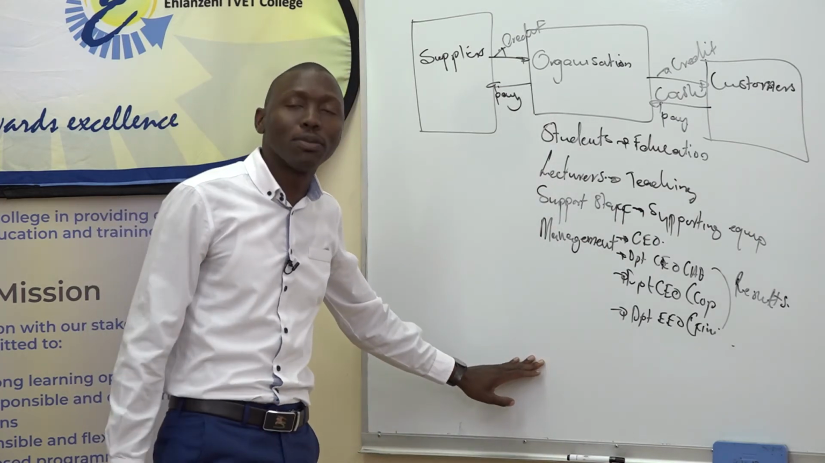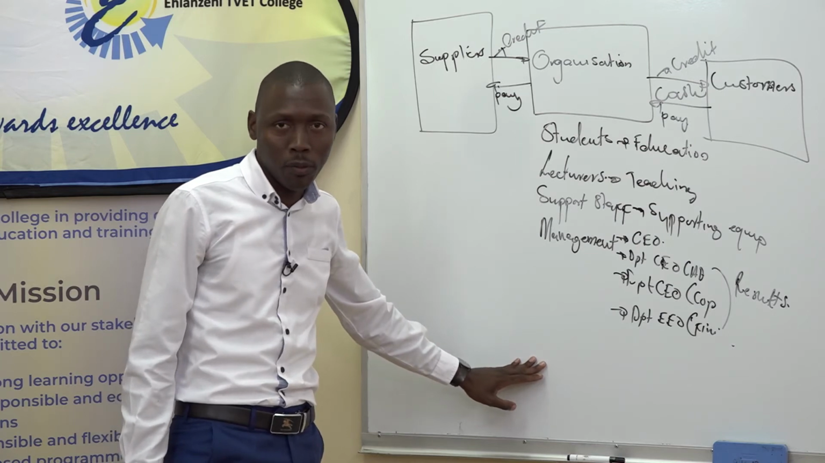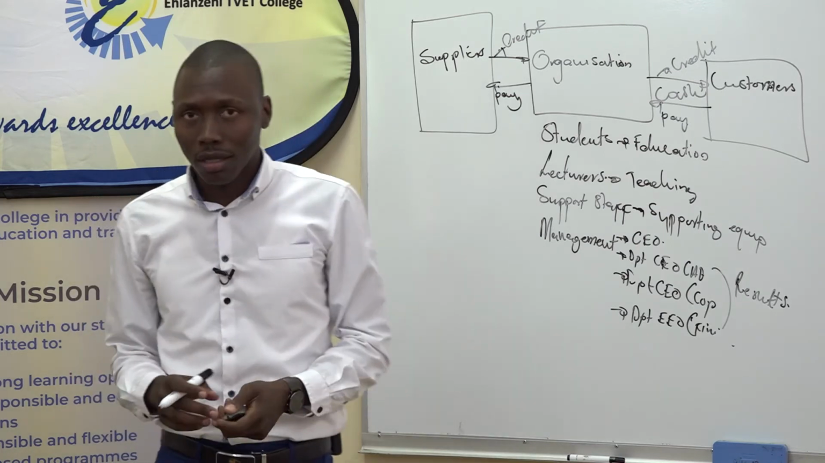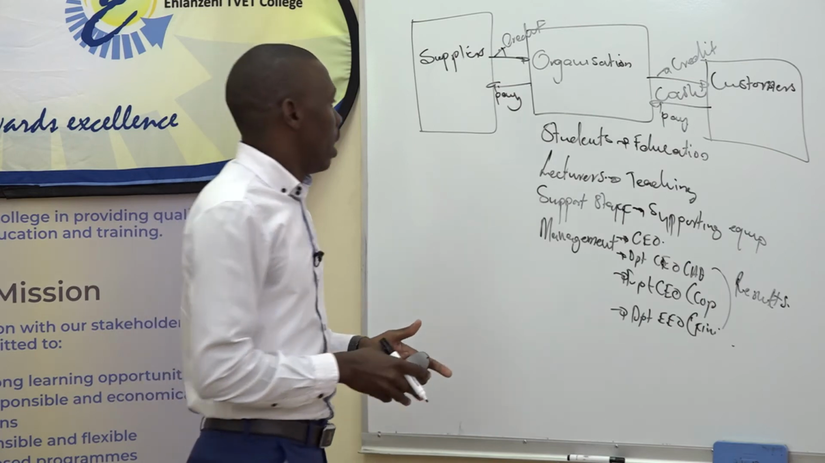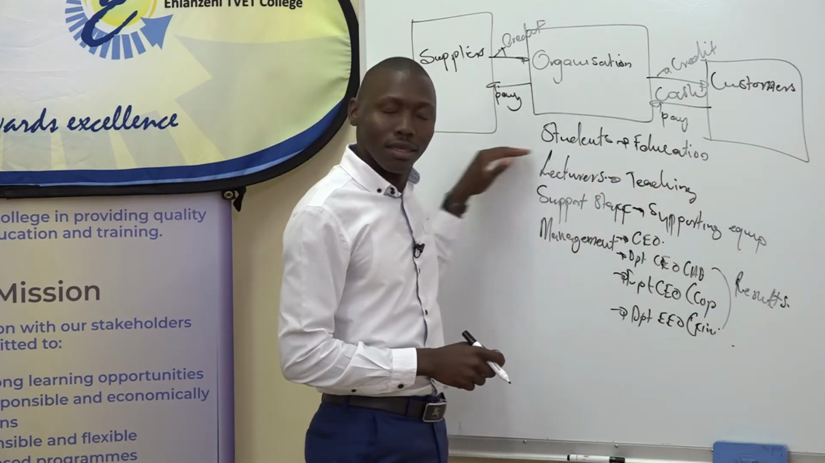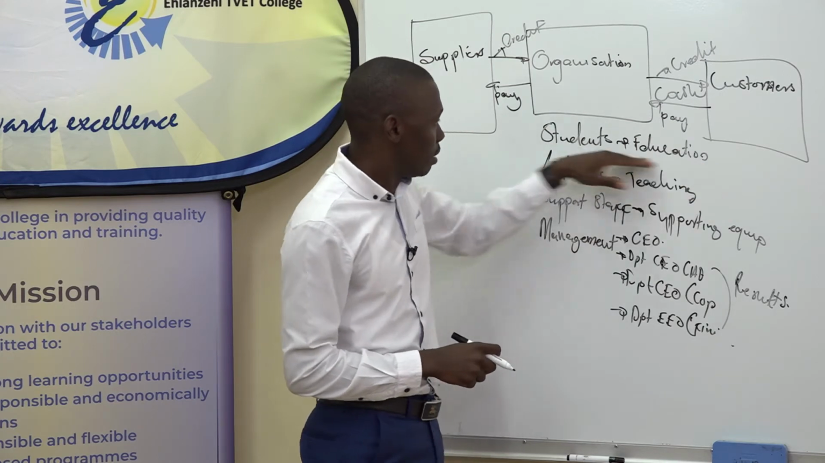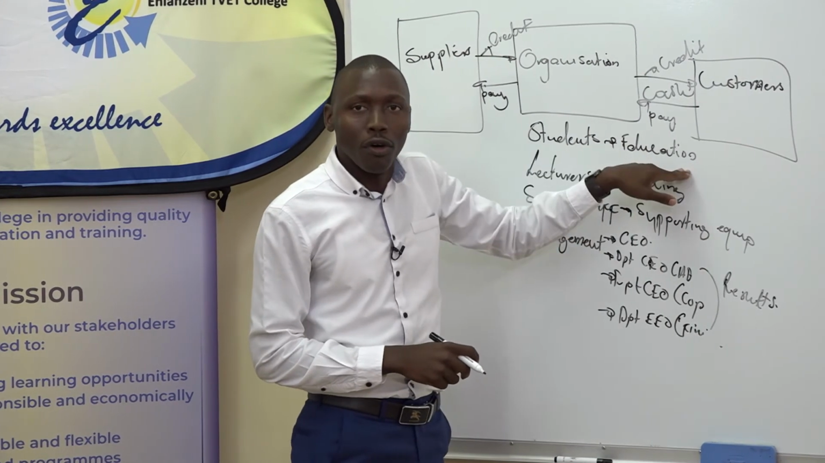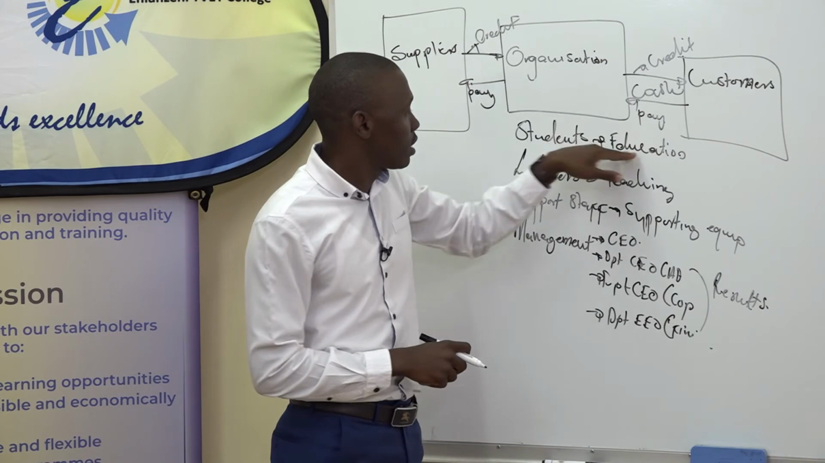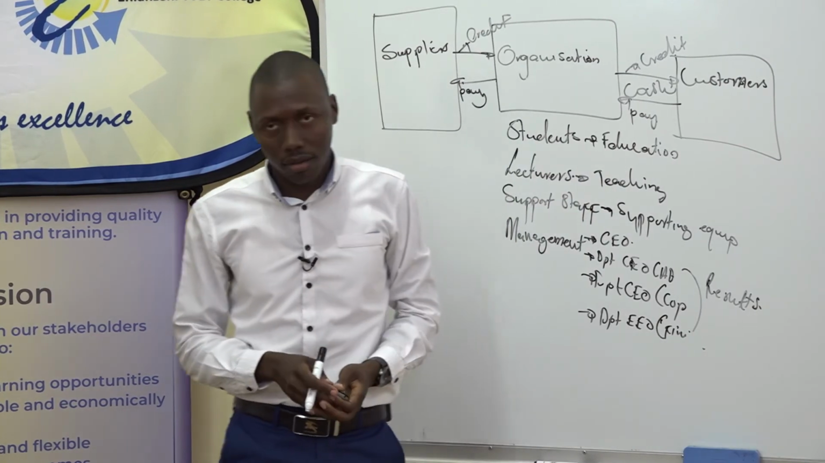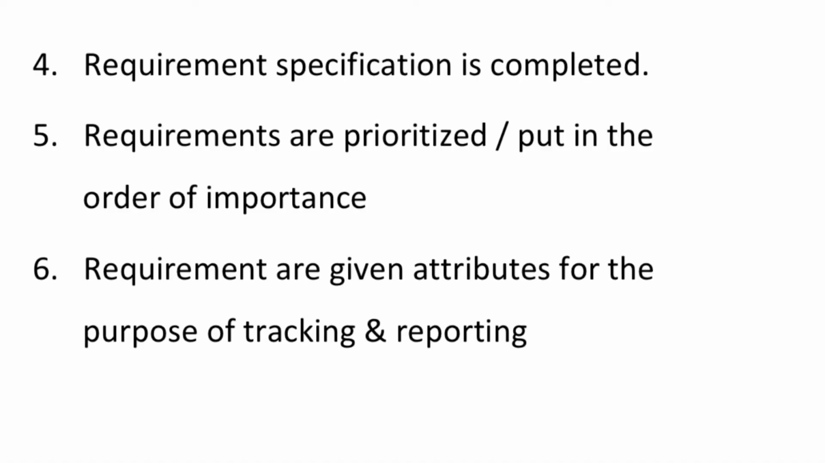We then draw up a specification. A specification, it's a list that indicates what should be done for the stakeholders to get their requirements. After drawing up the specification, then the specification needs to be completed.